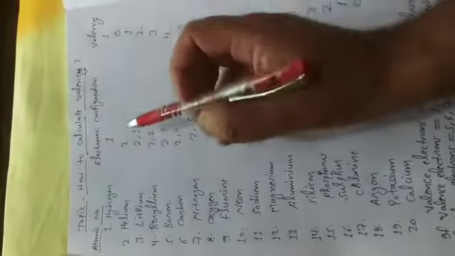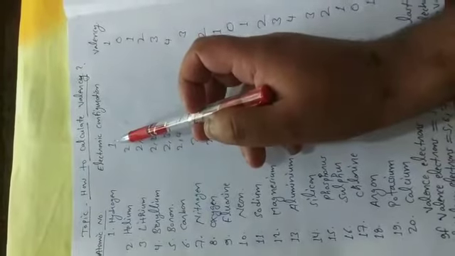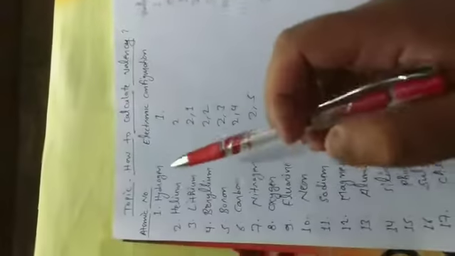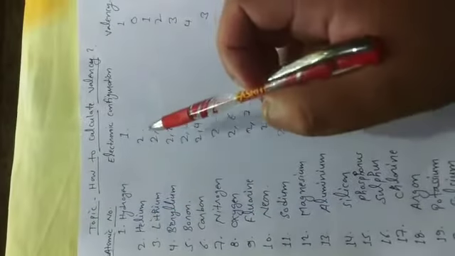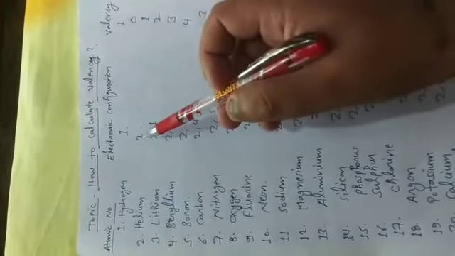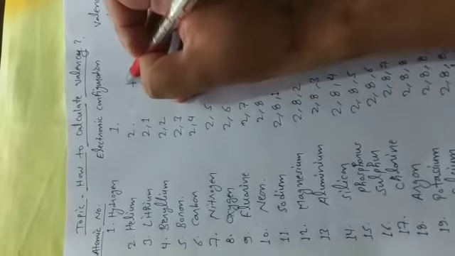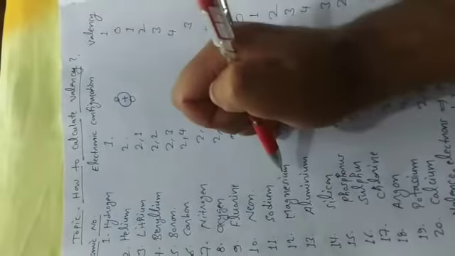First, hydrogen. First atomic number is hydrogen. So the valency of hydrogen is 1 because the formula is 1, 2, 3, 4, then the valency is equal to valence electron. Second is helium. In helium the outermost electron is equal to 2. So valency is 0 because the first shell has maximum 2 electrons. So the valency is 0.